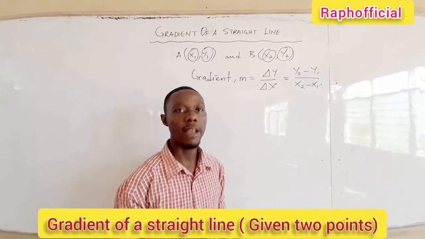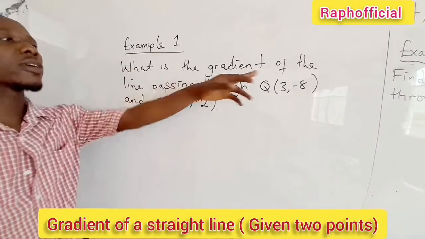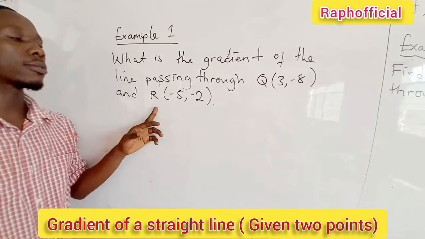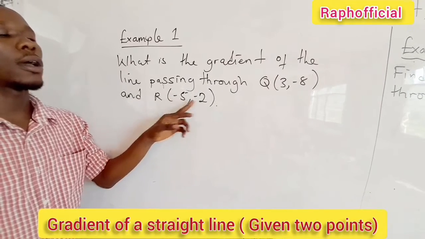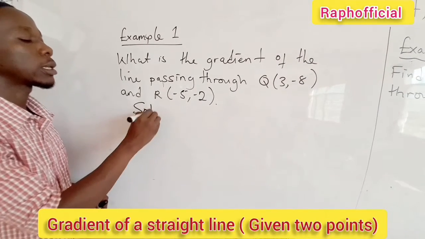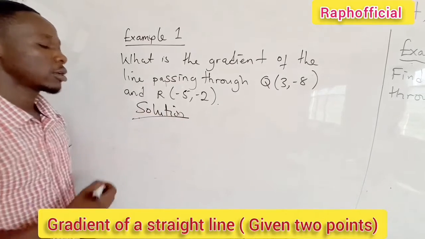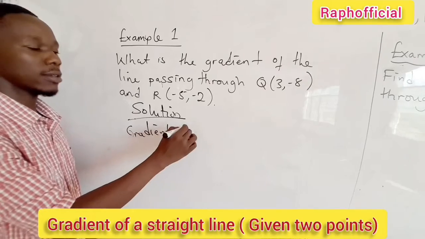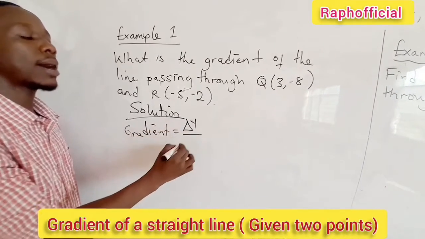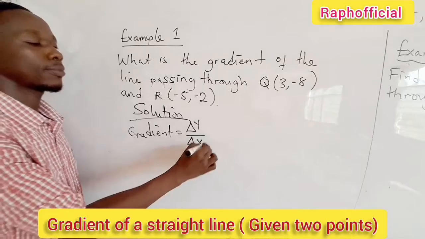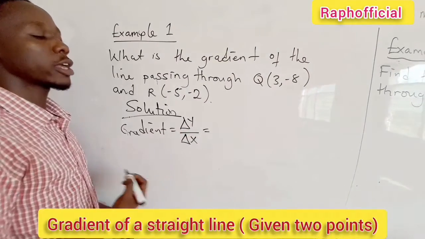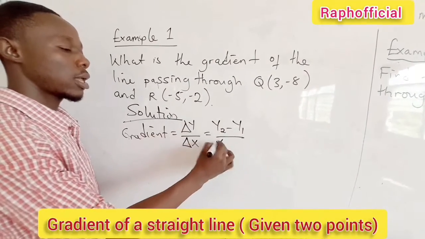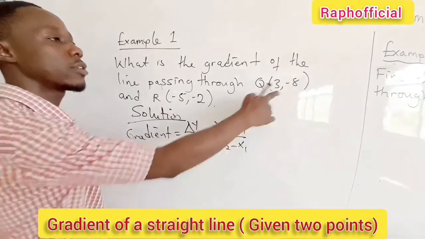Now, let's look at an example. What is the gradient of the line passing through points Q (3, -8) and R (-5, -2)? So our solution: we have to find the change of y divided by the change of x. So the change of y, we have y2 minus y1, then x2 minus x1.